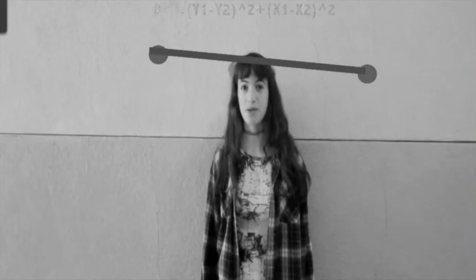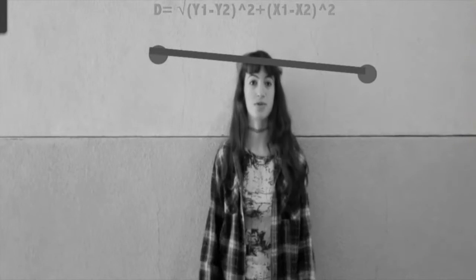Okay, the distance formula is useful because you can find the exact distance between this point and this point. And the formula is d equals y2 minus y1 squared plus x2 minus x1 squared.